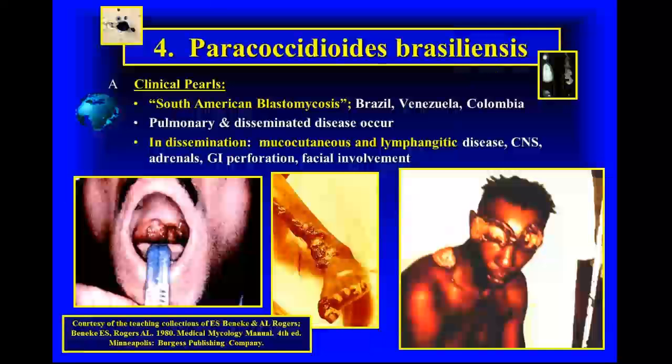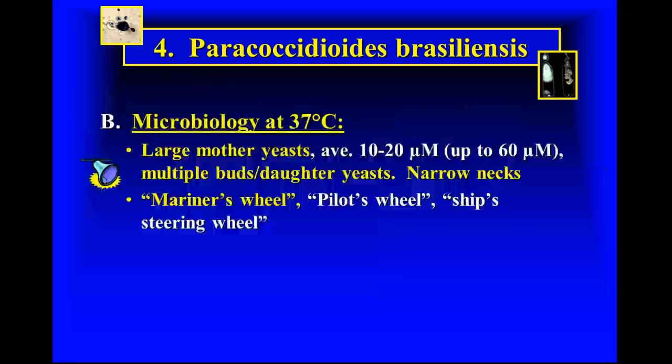The last one, very briefly, is paracocci, the fourth and last of your deeps, South American blastomycosis. It disseminates and it loves mucocutaneous and lymphangitic areas, and destruction of an uvula. This was in Belo Horizonte in Brazil. We saw plenty of patients there with leishmaniasis, and in this case, disseminated paracoccidioidomycosis, which are clinically very hard to tell.